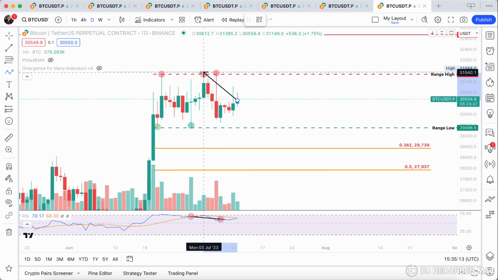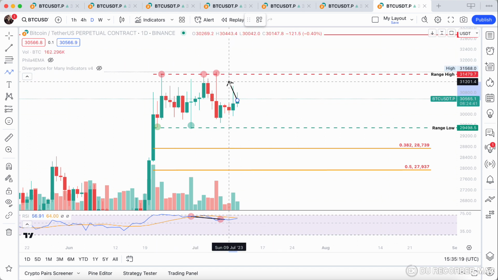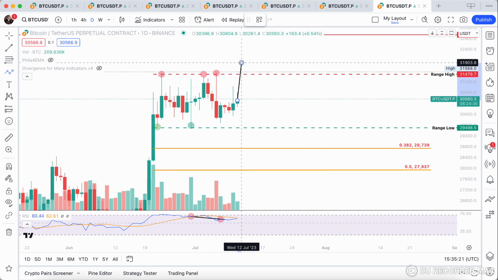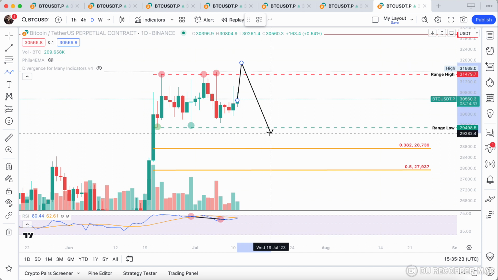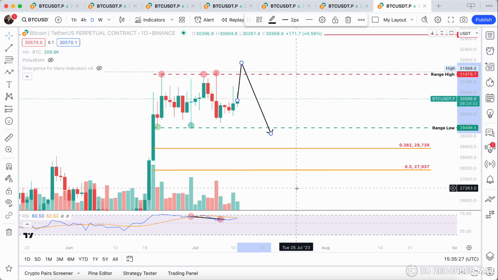Do you see these wicks here? These are all stop losses. There is liquidity here above the range high, so I'm expecting a move above the range high and an almost instant drop to the range low. These are the main lessons in short and the trading plan for tomorrow.